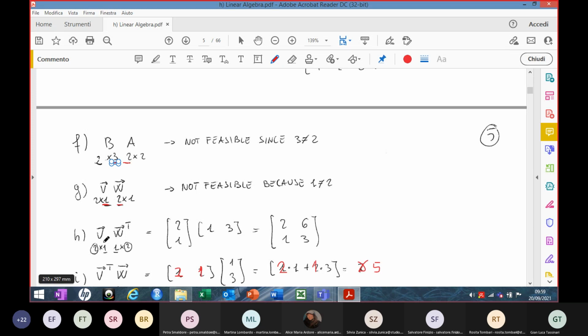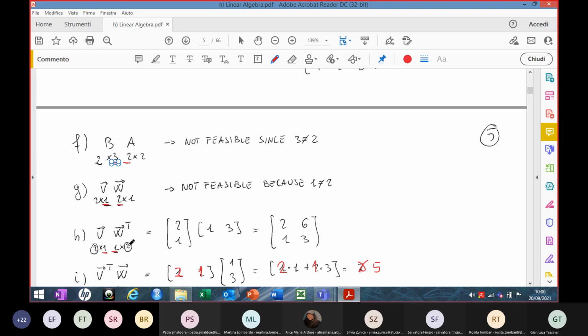Now I ask you, is the product V times W transpose feasible? Now we look. V is always 2 times 1. The transpose of W is simply obtained by exchanging the rows of W with its columns. So it is a 1 times 2. So this is a column vector, and this is now a row vector. You see, 1 row and 2 columns. Is the product feasible? Yes. Why? Because this number and this number are equal. And the result is what? A matrix of dimension 2 times 2.